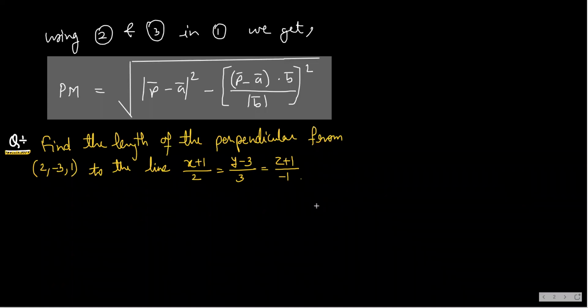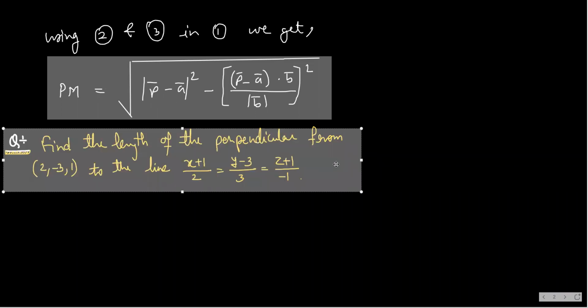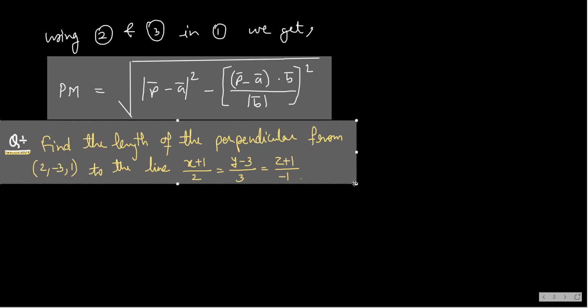So let us solve a problem here. Using whatever we learned, we will use it here to get the solution of this question. See, what does it say? The question says, find the length of the perpendicular from 2, minus 3, 1 to the line. This is the equation of the line given in symmetric form.